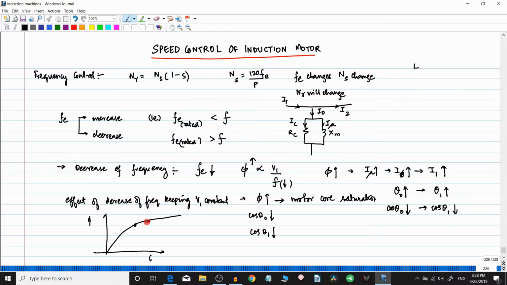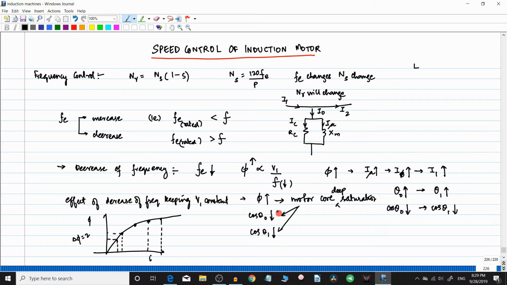See, in the linear region, if you want to increase the flux from this point to this point, so for example, that flux changes, say delta phi, equal to, let us say, arbitrary 2. For that same flux change in the saturation region, from here to here, the system will draw a much larger current. That is why I mu will increase, I naught will increase, I1 will increase. And once I naught and I1 increase, cos theta naught and cos theta 1 will decrease. So these are all connected together. So the motor core will go into deep saturation, which is not good for us.